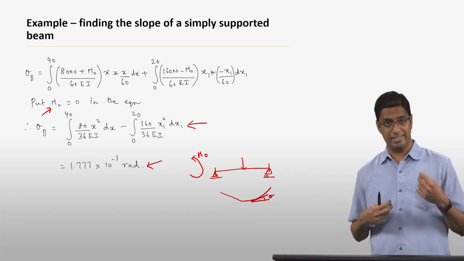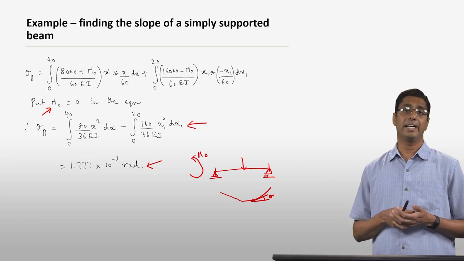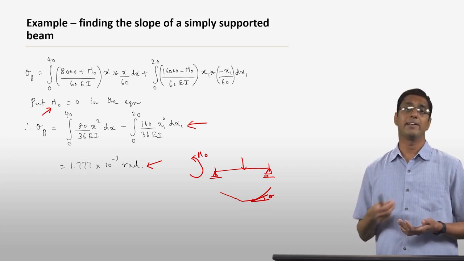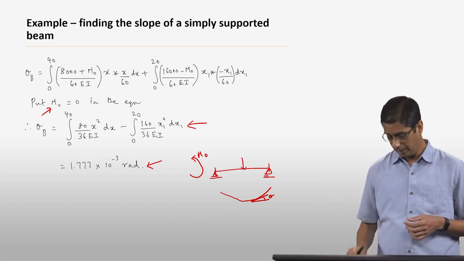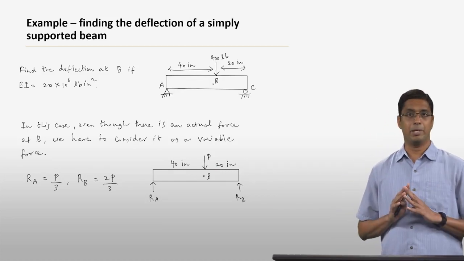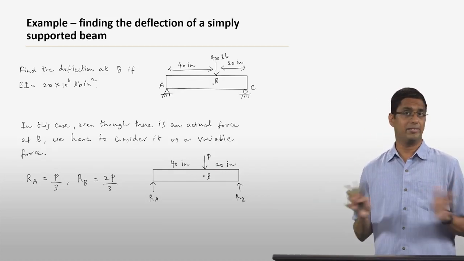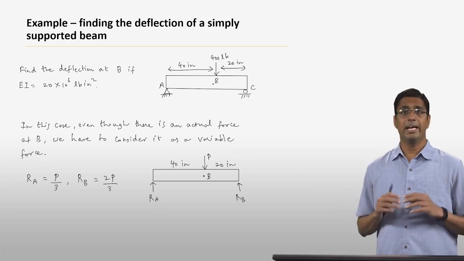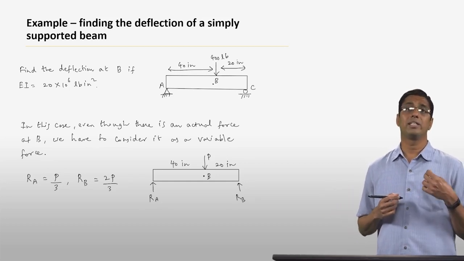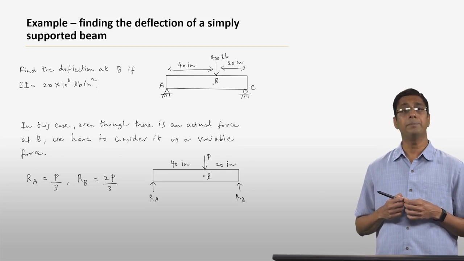Now let's look at the same example, but instead of finding the rotation at a point, we'll try to find the deflection at a point. Essentially, it's the exact same problem. The same forces are being applied, it's the same length, the same EI and everything, except that we are now asked to find the deflection at point B.